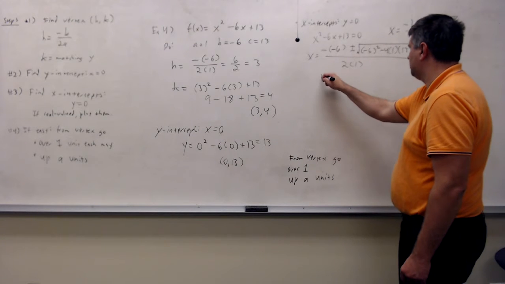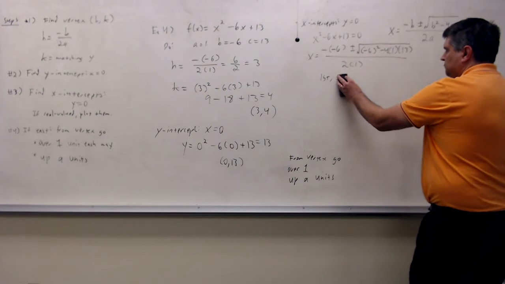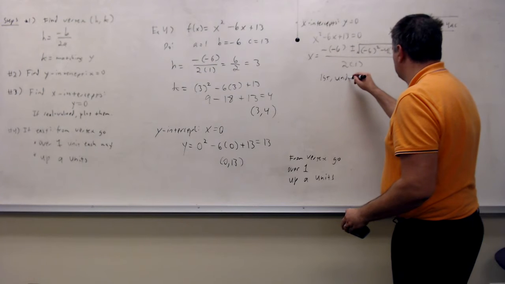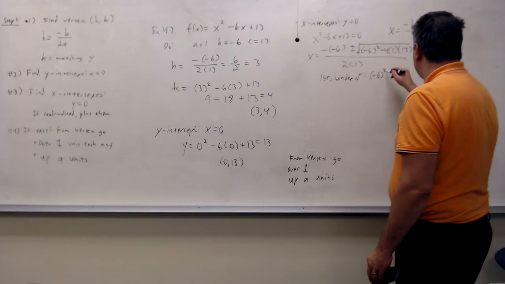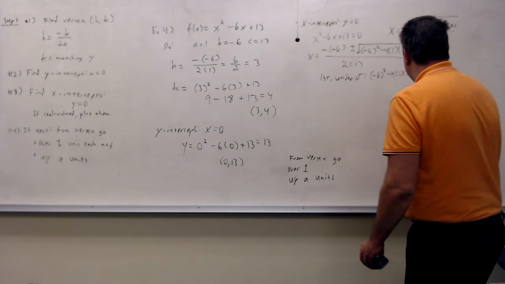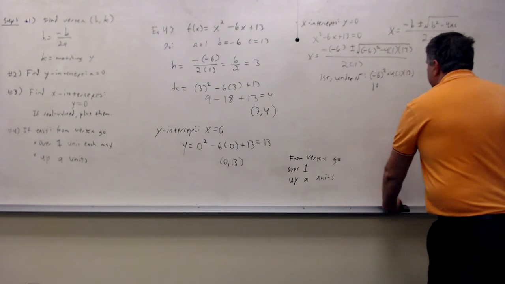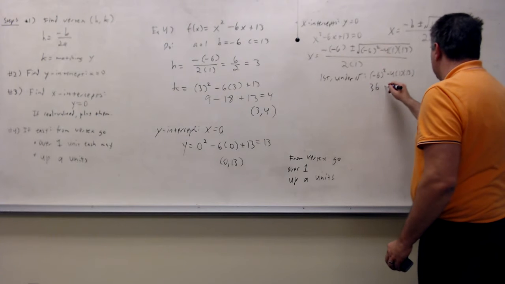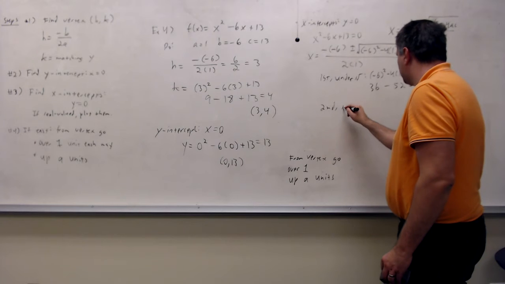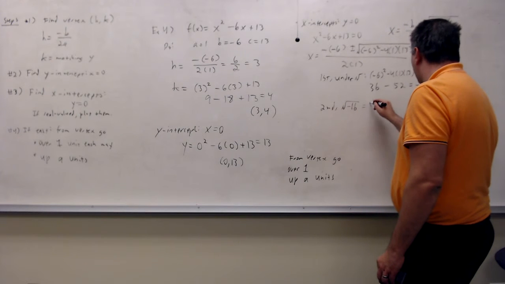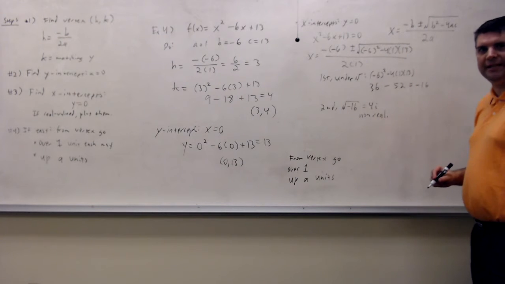So, first, under the radical, -6 squared minus 4 times 1 times 13. 36 minus 52 is -16. Second, the square root of -16 is 4i, non-real. Non-real means not graphable.